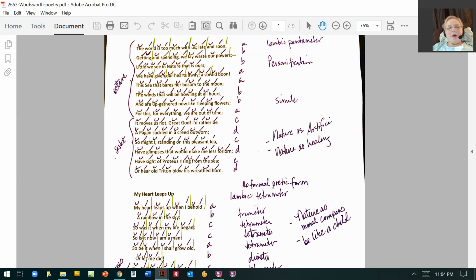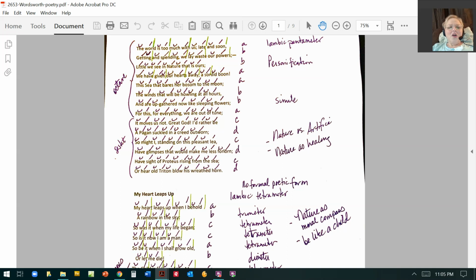The world is too much with us. Late and soon, getting and spending, we lay waste our powers. Little we see in nature that is ours. We have given our hearts away, a sordid boon. This sea that bears her bosom to the moon, the winds that will be howling at all hours, and are upgathered now like sleeping flowers, for this, for everything, we are out of tune.